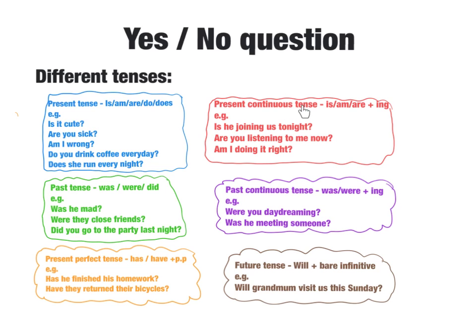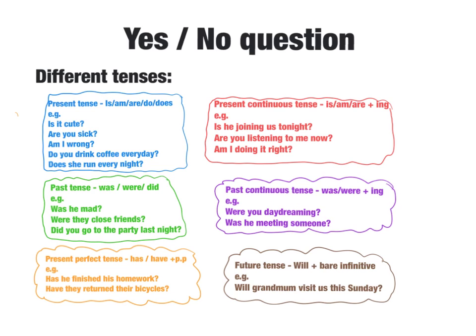Okay, present continuous tense, you can use is, are with the ing, the present participle. Is he joining us tonight? Are you listening to me now? Am I doing it right? Past tense: was, were, did. Was he mad? Were they close friends? Did you go to the party last night?